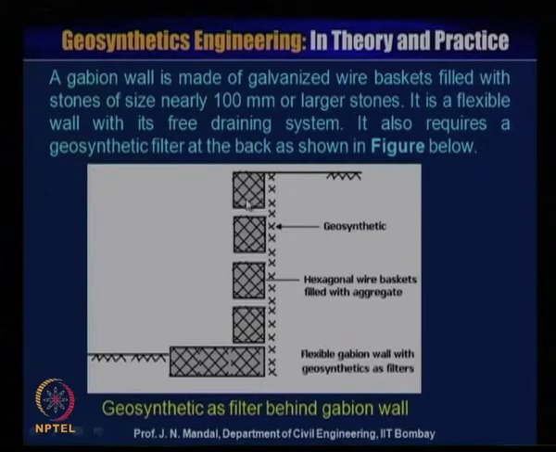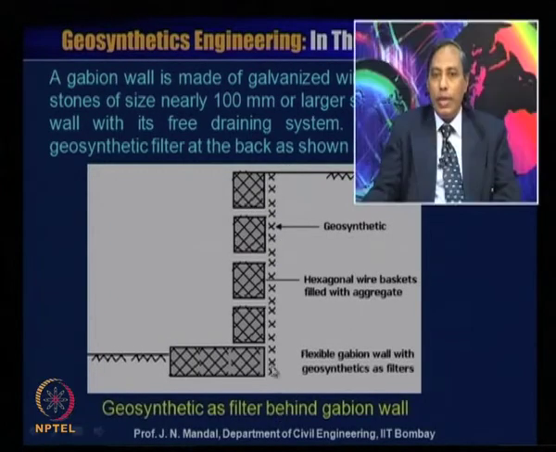This gabion wall is made of galvanized wire basket filled with stone of size 100 millimeter or larger. It is a flexible wall with this free draining system. It also requires a geosynthetic filter at the back. You can see here the geosynthetic material has been placed. If you do not place this geosynthetic material, then soil will be clogged into the gabion, because the gabion is filled with gravel. So, it will be clogged, it will choke.